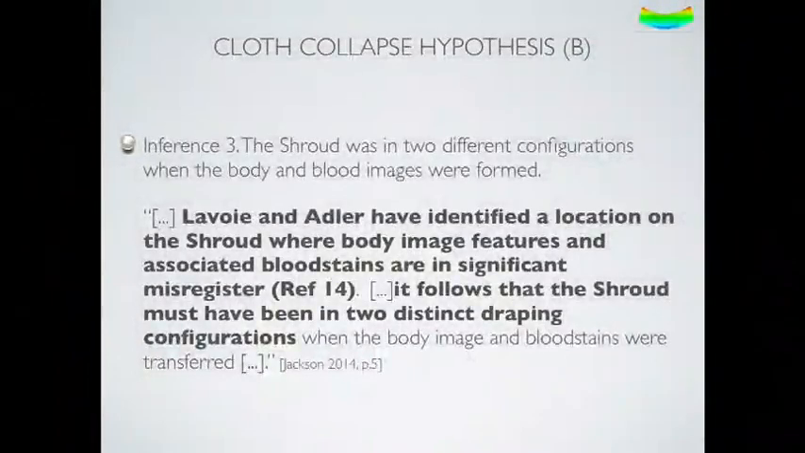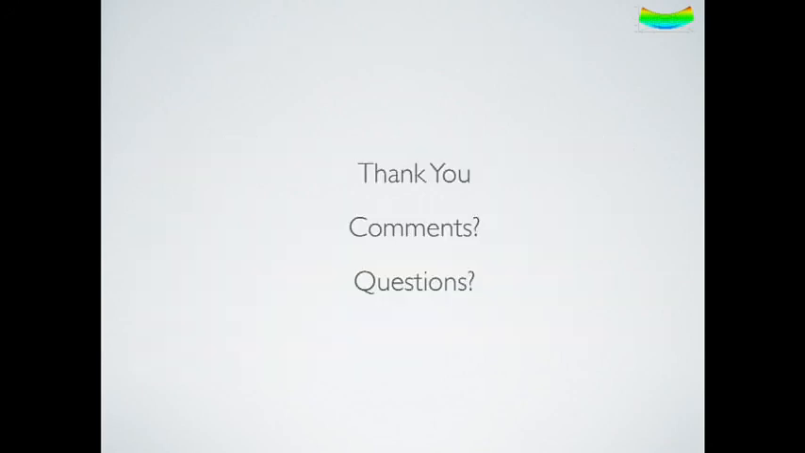There's another thing also, another hypothesis, which he called inference 3, and he says that Lavoie and Adler have identified a location on the shroud, which means the face, where body images, features, and associated blood stains are in significant misregister. And he said it follows that the shroud must have been in two distinct wrapping configurations. And actually, I just proved that it is not. And so I think the two major suppositions for the cloth collapse hypothesis do not work, actually. Thank you.